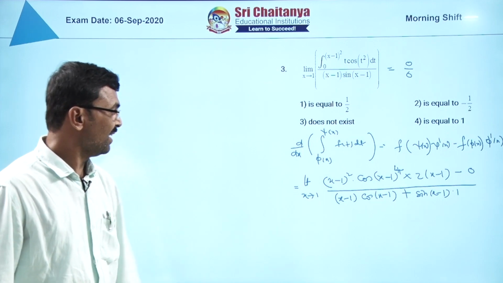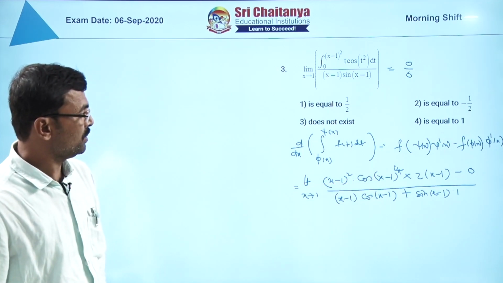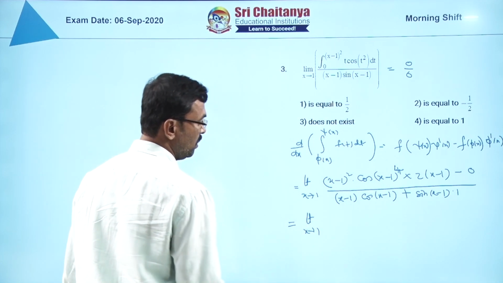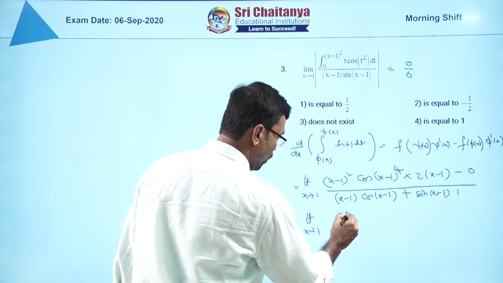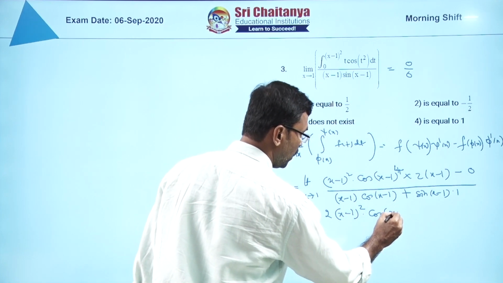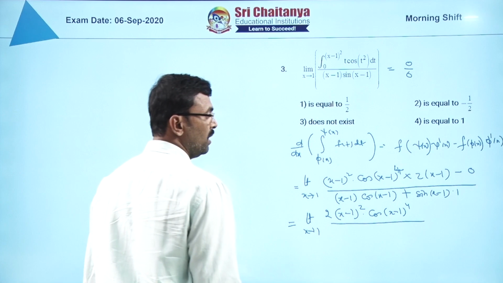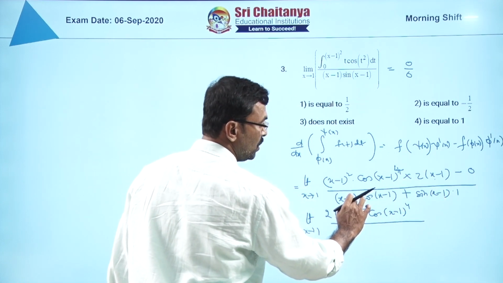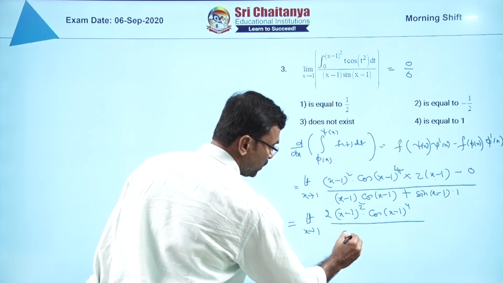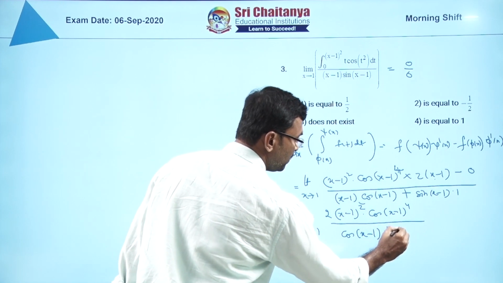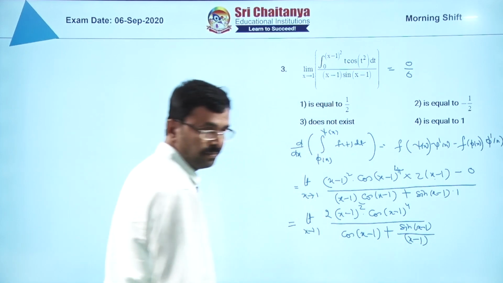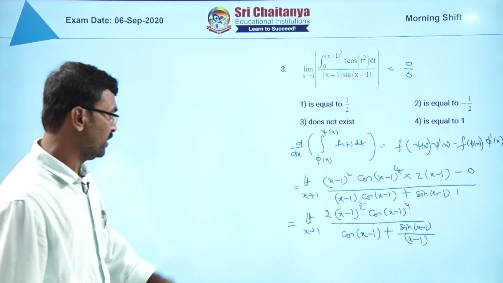Now, you have to apply the limit. When you apply the limit, again you are going to get 0 by 0 form. So, I am simplifying this like this, limit x tends to 1, x minus 1 whole square 2 times into cos of x minus 1 whole power 4 divided by, I am shifting this x minus 1 to the denominator of the denominator. Then I will get cos x minus 1 plus sin x minus 1 by x minus 1. Now, I am applying the limit.